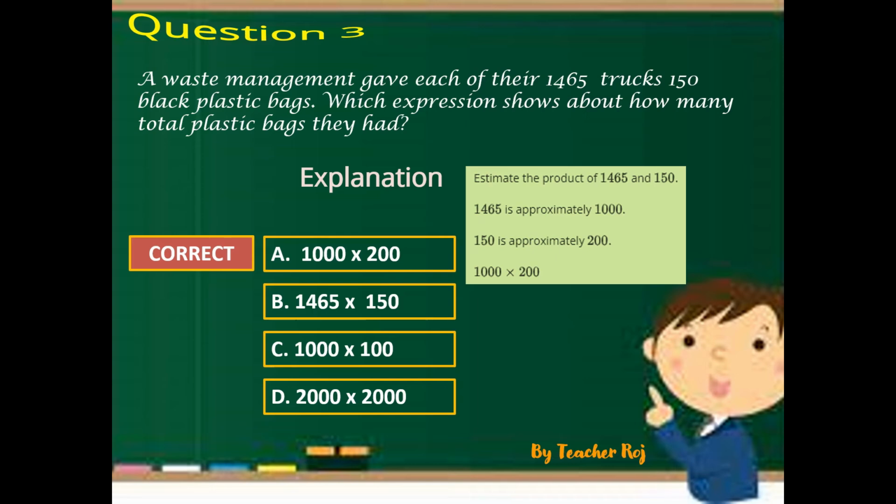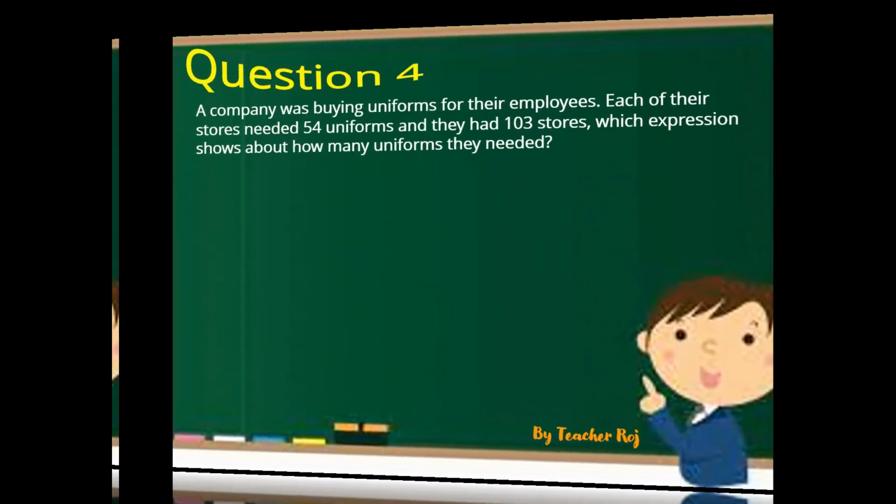Balik tayo doon sa pag-estimate ng product. Estimate nyo siya into the highest place value. Ulit-ulitin natin yan. 1,465 is approximately 1,000. 150 is approximately 200. Kaya the correct expression showing the total plastic bags they had is A. 1,000 times 200. Question 4.